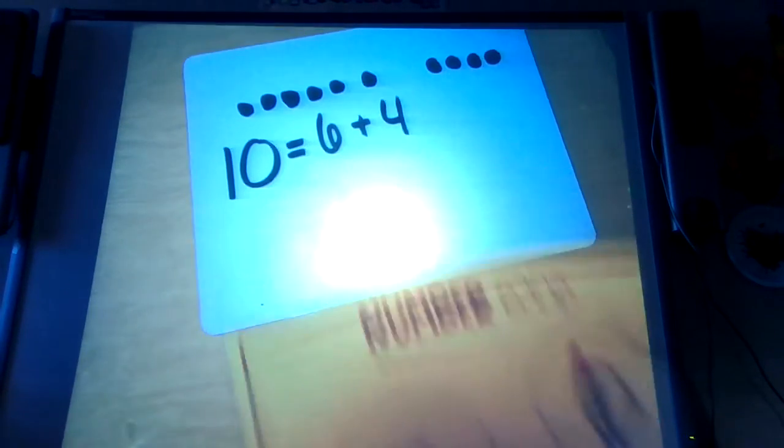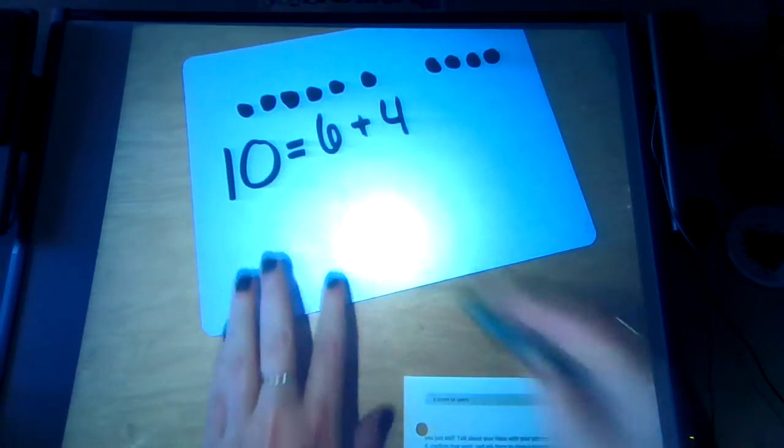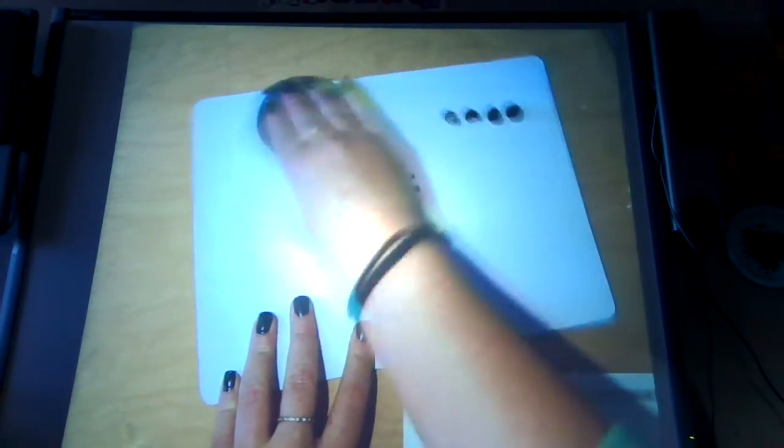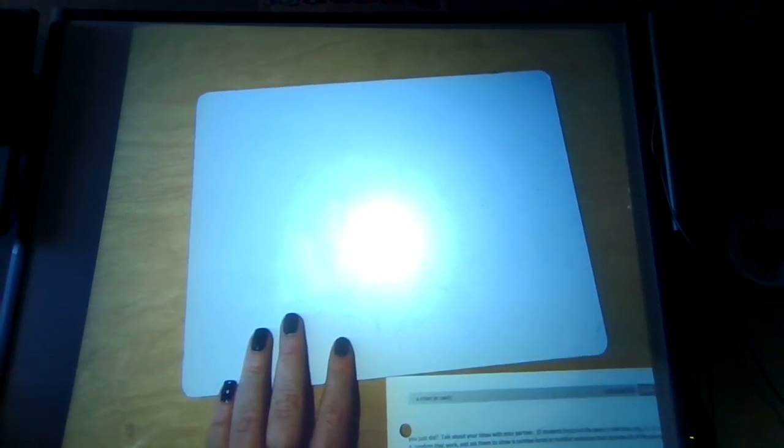I'm going to clear my board. And this time, I think I'm going to draw it as a 5 group. So listen carefully to my next story. Shelley has 8 presents. Her friend gives her 2 more presents. Shelley has 10 presents now.